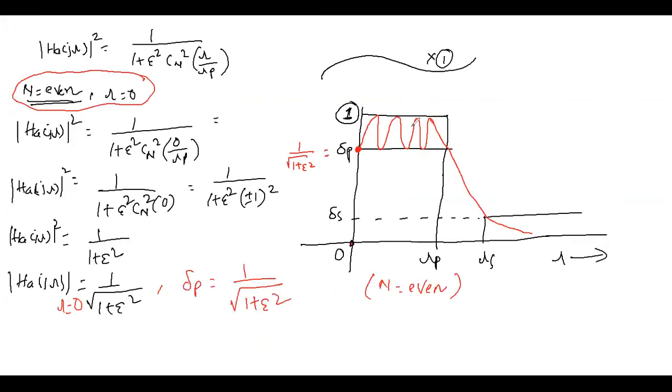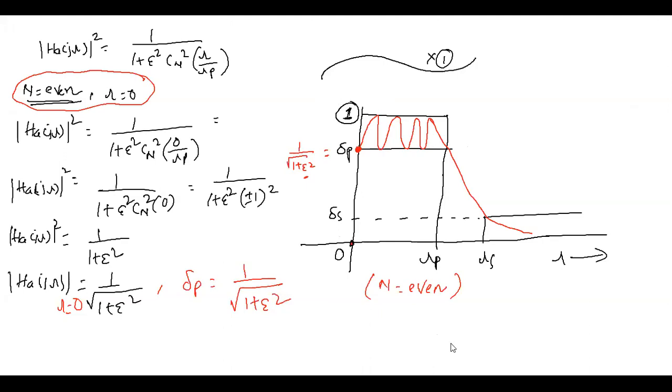Ripple at the pass band. Actually you want one, but the Chebyshev filter has ripples in the pass band. And this ripple depends upon this factor epsilon. That's why for the ripple in the pass band I took 1 by root over 1 plus epsilon square. Correct? Yes, sir. Okay, fine.